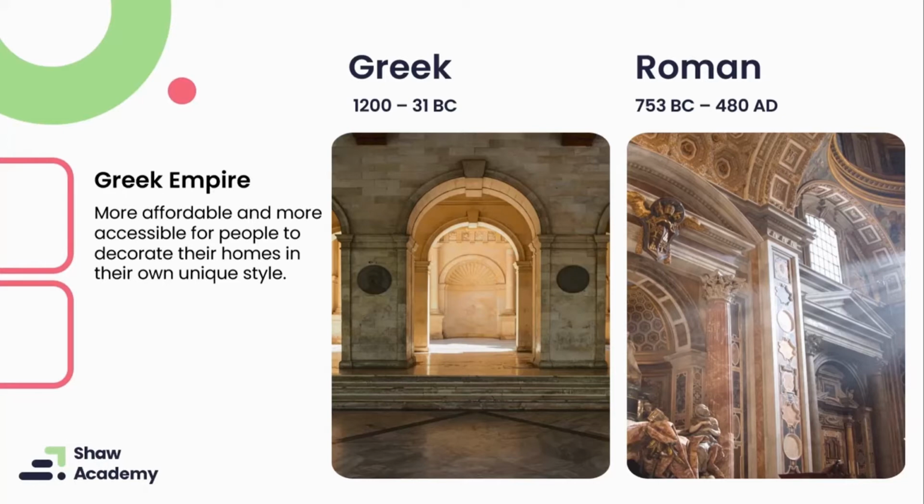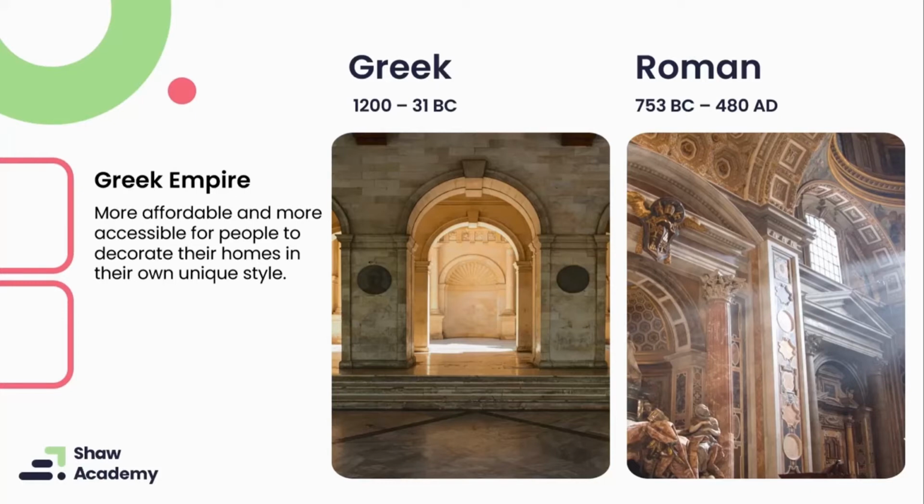We start to see the wealthier Greeks showcasing furnishings with ornate ivory and silver detailings. Some of the key characteristics of this Greek Empire period were the use of pillars and columns and motifs in the construction of their buildings.